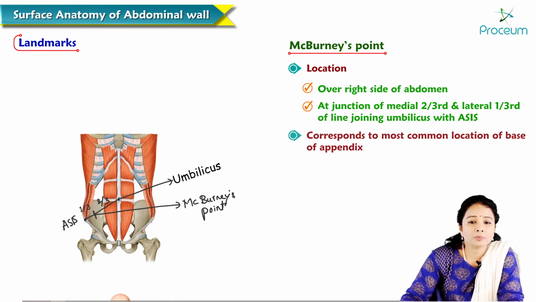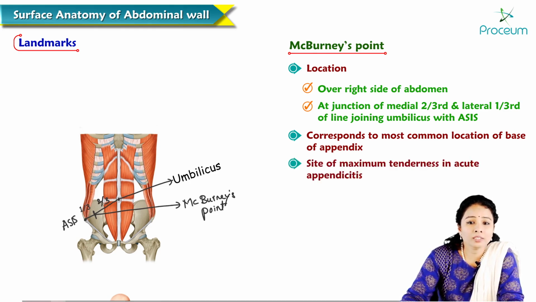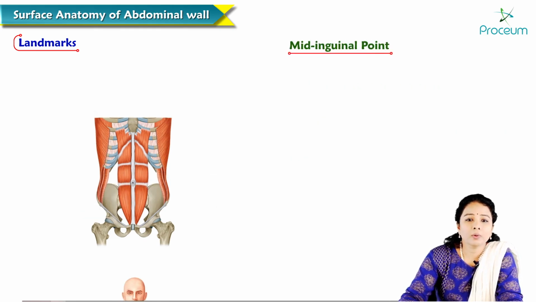So this point corresponds to the most common location of base of appendix. Base of appendix is the point where the appendix is attached to the cecum and is the site of maximum tenderness in acute appendicitis. Okay, next point is the mid-inguinal point.